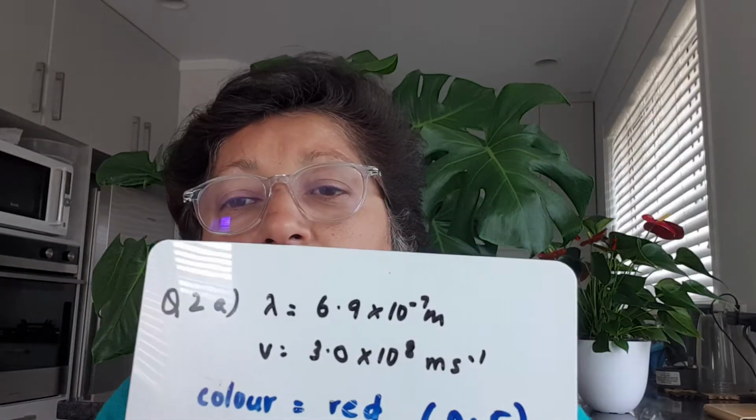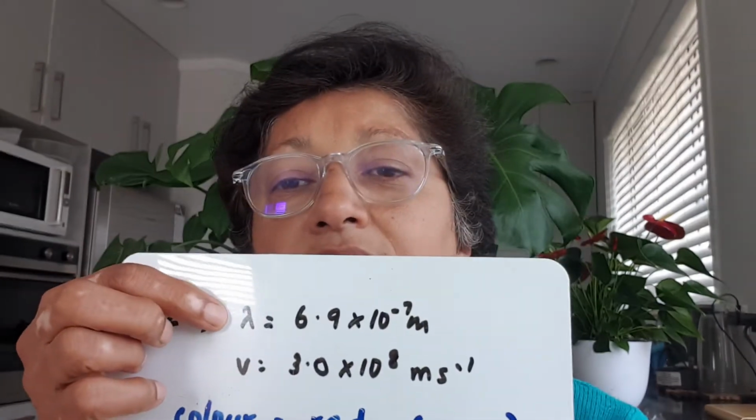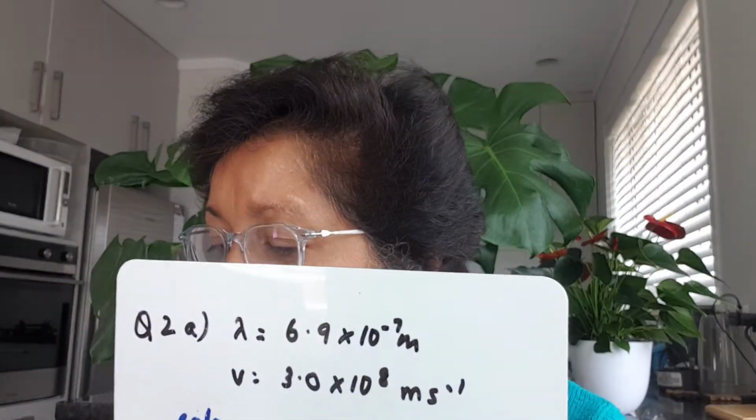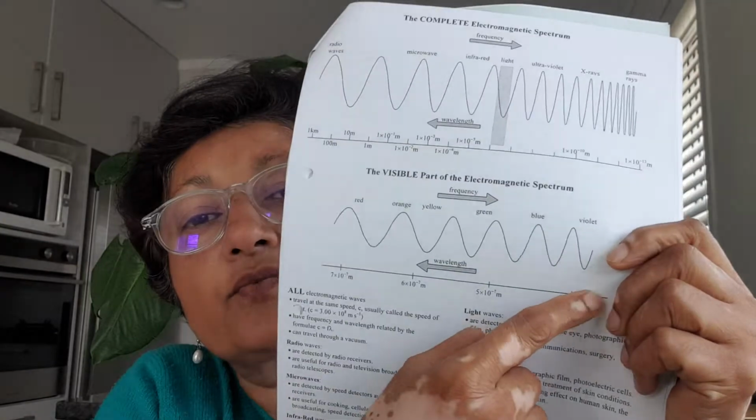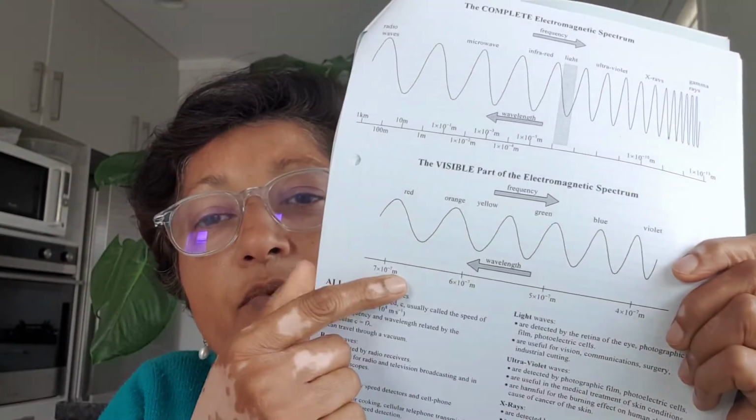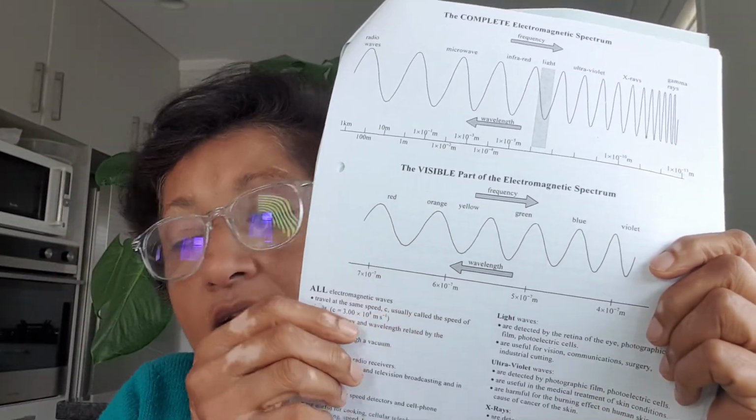Okay, now question 2 is where you have to calculate the frequency given the wavelength, and also determine the color of the wave. So this one, question 2, is all about visible light. So 2A, the wavelength is given here. And then if you look at the second diagram for the visible light, you look at the wavelength, you look at the numbers at the bottom, and you can figure out what color it is.